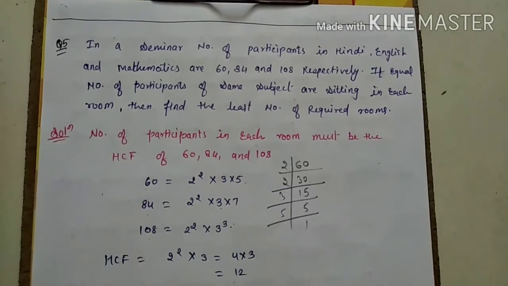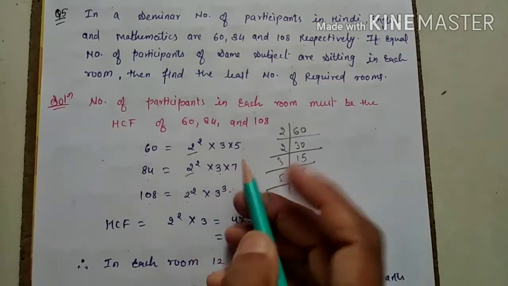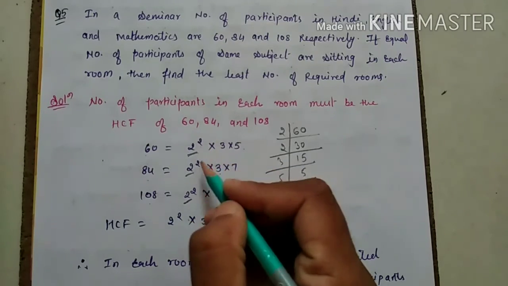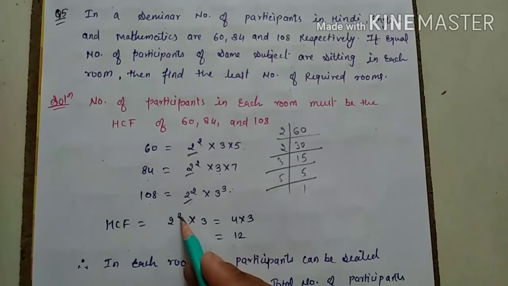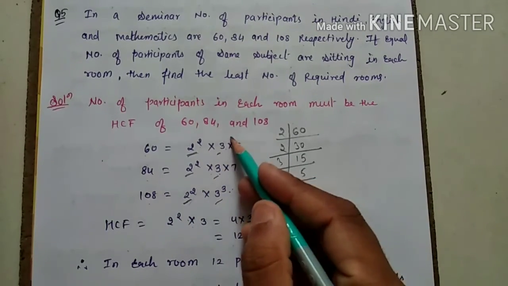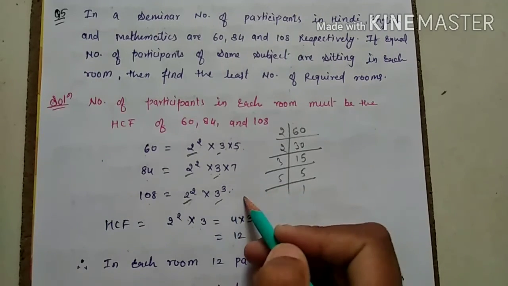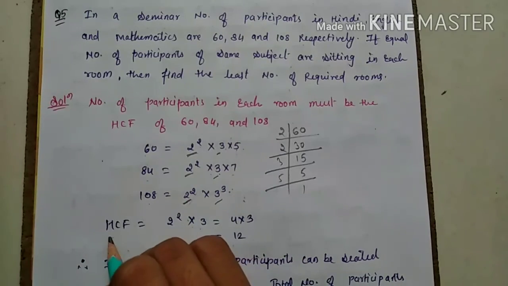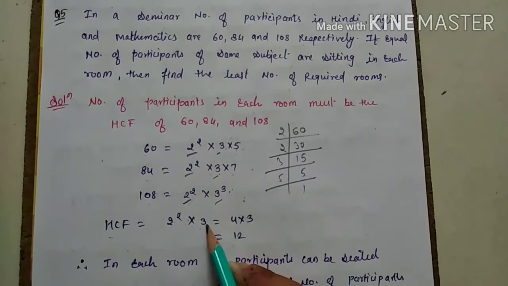Okay, now come to the HCF part. HCF is what? We have to take the highest common factor with the lowest power. So 2 is coming in all three: 2 has a power 2, 2 has a power 2, and 2 has a power 2. So there is the same power, so I have to take 2's power 2. Into 3: here is 3, here is 3, here is 3, but the lowest power is 3's power 1, so I have taken 3's power 1. 5 and 7 are not common in all three, that's why 5 and 7 will not be considered in the HCF. But in LCM they are considered. Okay, so 2's power 2, 4, into 3.